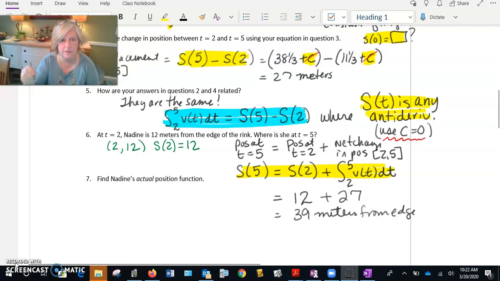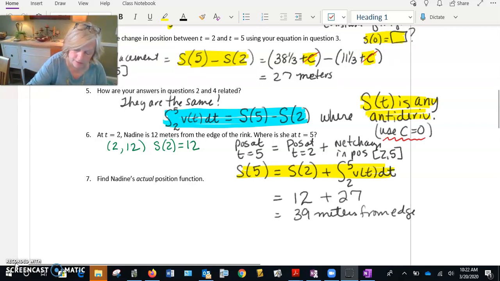And so that's the main key idea that we have in the fundamental theorem, where my current position is going to be where I was, at any moment in time that you know. We call it an initial condition, but it's at any point in time where you knew where you were, plus your net change from that time.